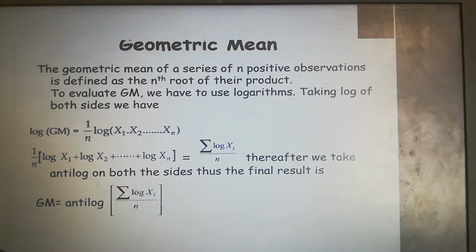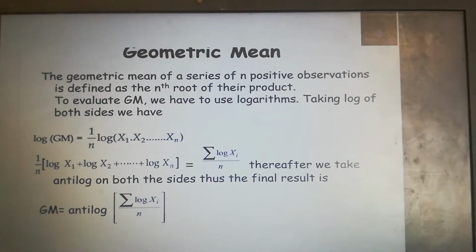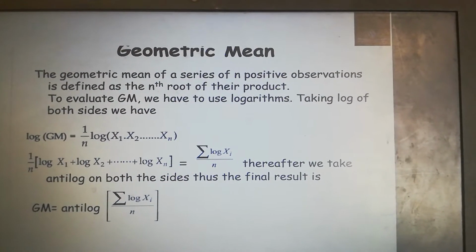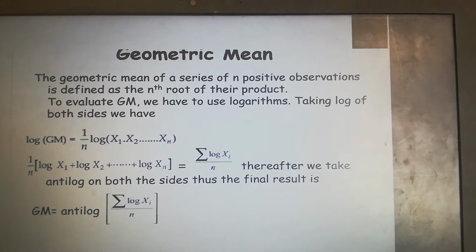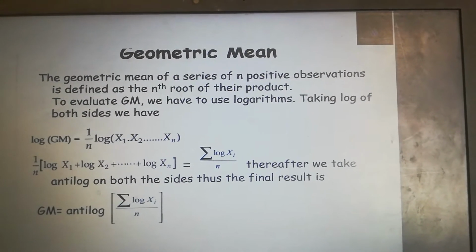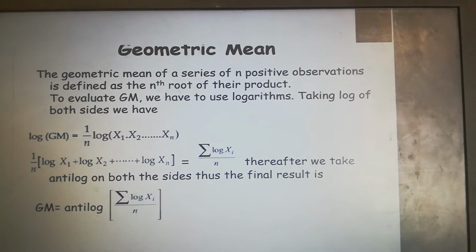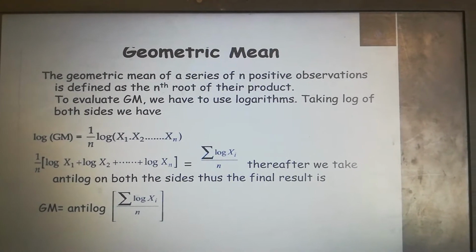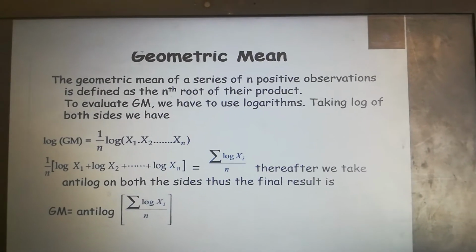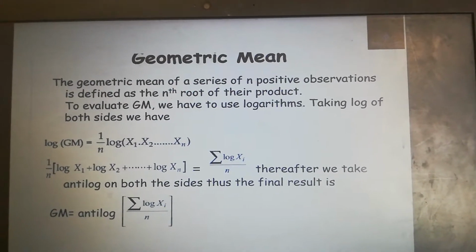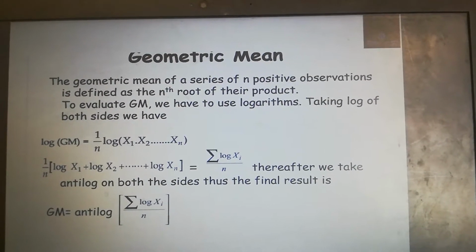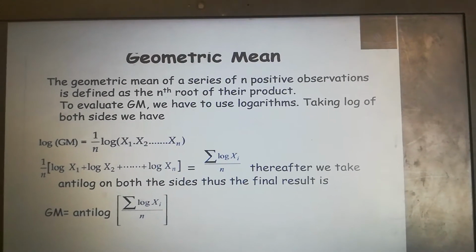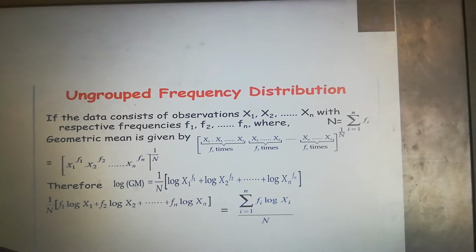And for easy calculation, we use logarithm. So take log of both sides. So log of x1, x2, like that way up to xn, and thereafter all the log values will be added up, then divided by n. After adding up and division, take the anti-log value of the final result, you will get the geometric mean. Same way in group table.